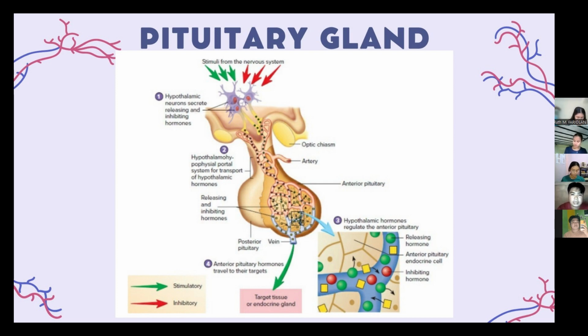hypothalamo-hypophyseal portal system to the anterior pituitary. Then releasing hormones and inhibiting hormones leave capillaries and stimulate or inhibit the release of hormones from the anterior pituitary. In response, anterior pituitary hormones travel in the blood to their target tissues, which in some cases are other endocrine glands.